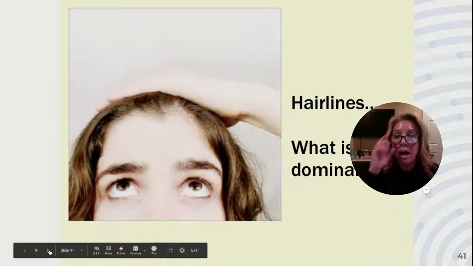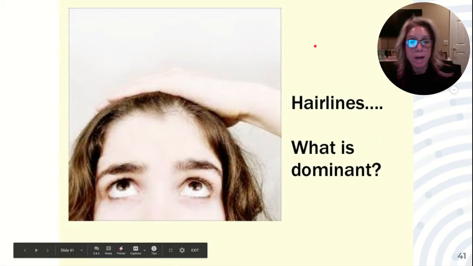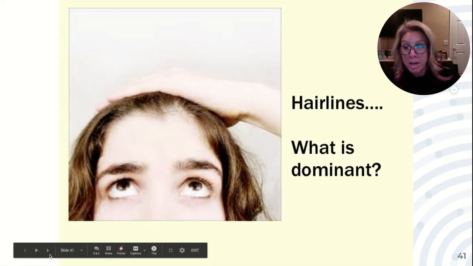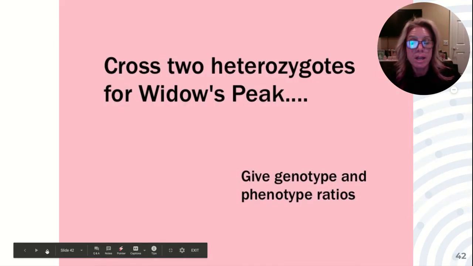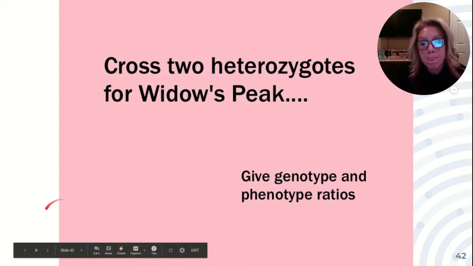All right. Now, hairlines. We already talked about this already. I want to give you some practice problems. What is dominant? We know that widow's peak is dominant over a straight hairline. So now, pause your video for a minute and cross 2 heterozygotes for widow's peak. Do you remember what that would look like? Big W, little w, cross with big W, little w, because they're heterozygotes. And then I would like you to give me the genotype and the phenotype ratios.